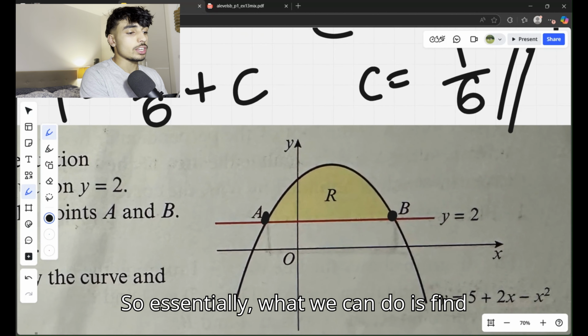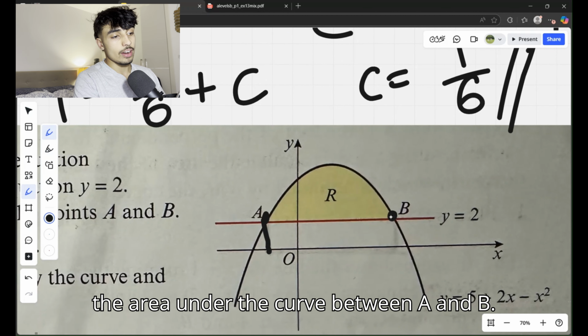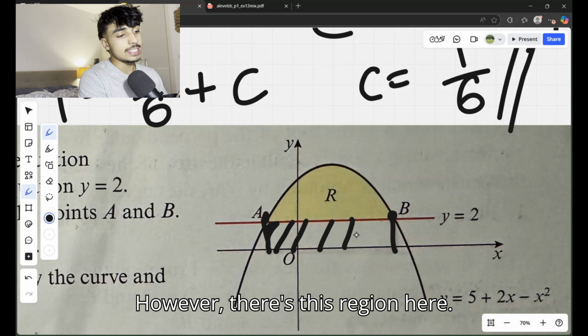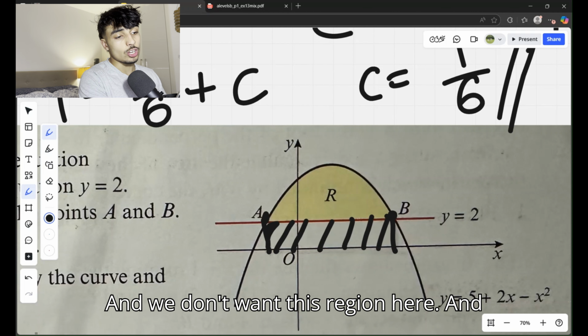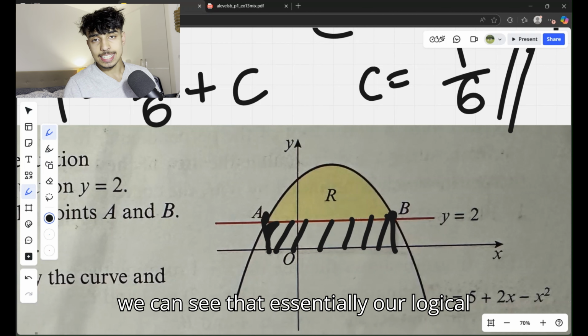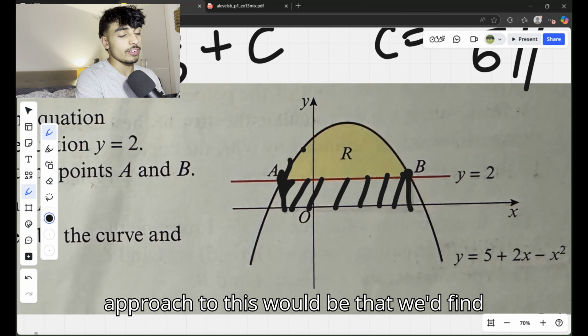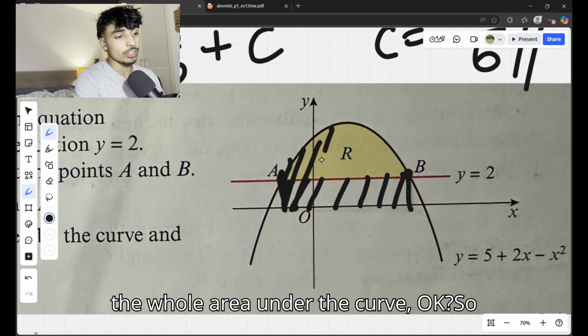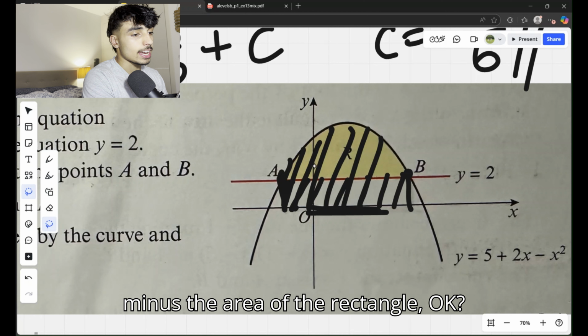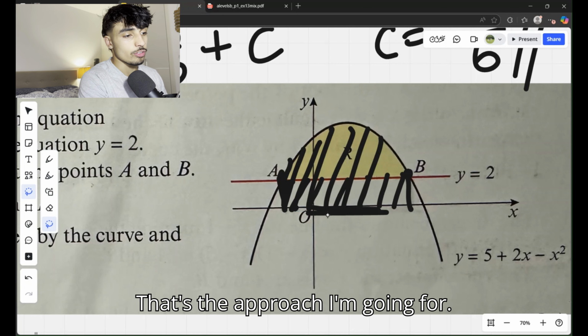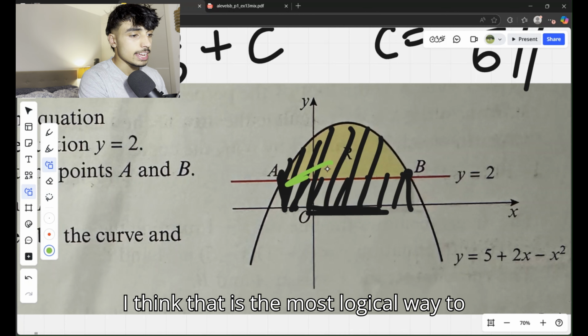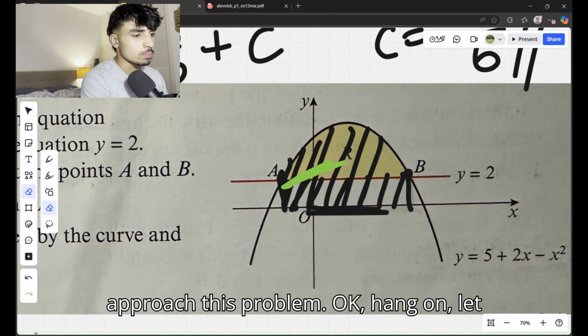So essentially what we can do is find the area under the curve between A and B. However, there's this region here and we don't want this region here. And we can see that essentially our logical approach to this would be that we'd find the whole area under the curve. Okay, so that's this whole area, and then we'd minus the area of the rectangle. Okay, that's the approach that I'm going for. There's probably other ways to do it, but I think that is the most logical way to approach this problem.